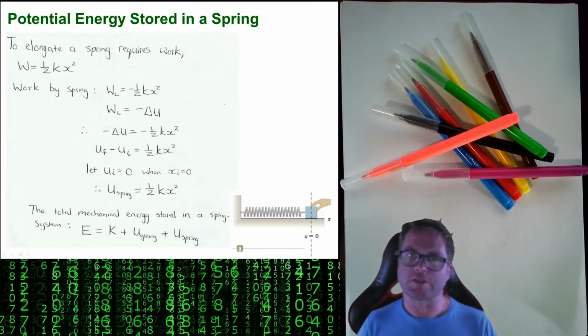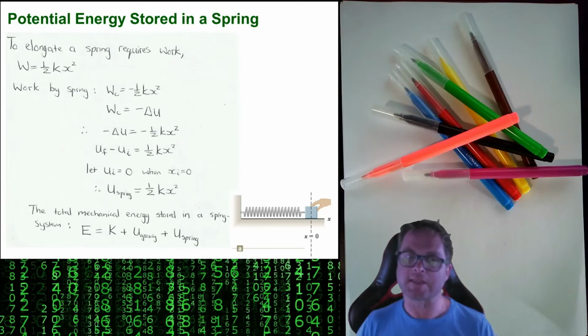We now conclude this chapter by looking at the potential energy stored in a spring. Previously, once we had learned to integrate, we saw that to elongate a spring requires some amount of work given by half kx squared. So this work then can be equated to the potential of the spring. Equating these two terms, we get the change in potential energy is half kx squared.